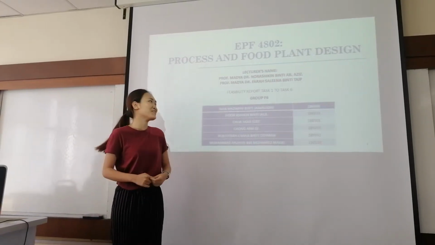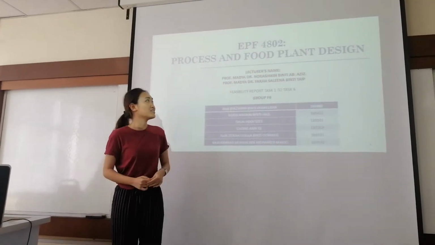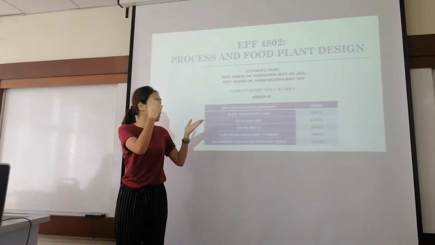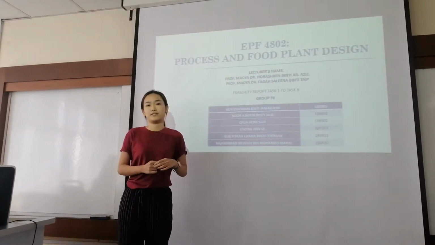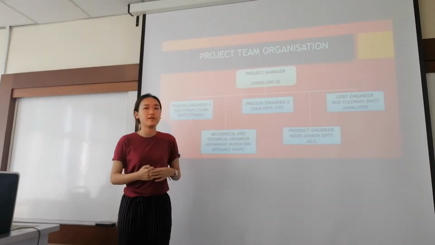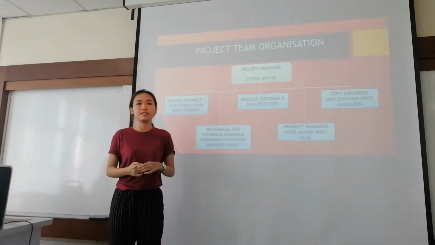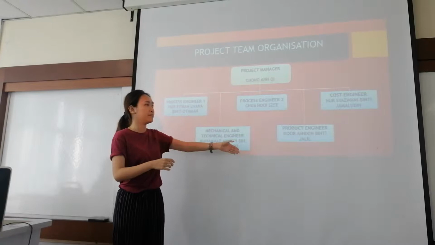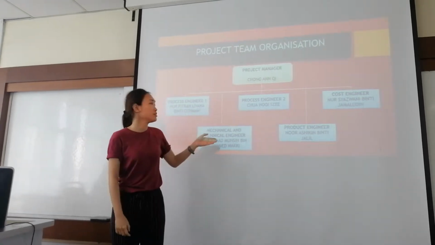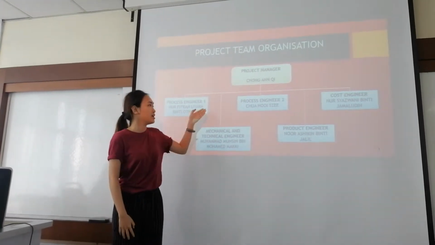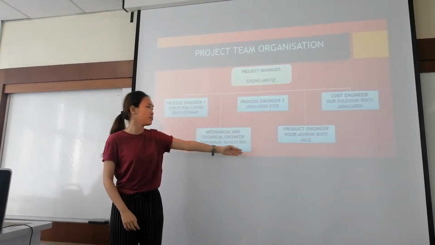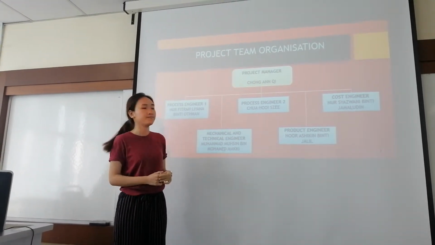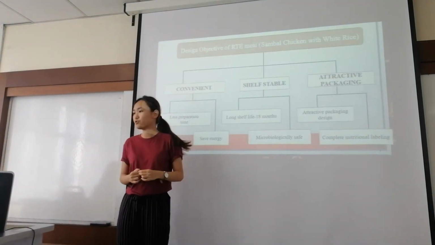Today I'm going to present our plant design, for tasks 1 to 6, and we are from group F6. Before we start, we are going to show you the project team organization, where I'm the project manager and below are my engineers: two process engineers, a cost engineer, a product engineer, and a mechanical and technical engineer. So, task 2.